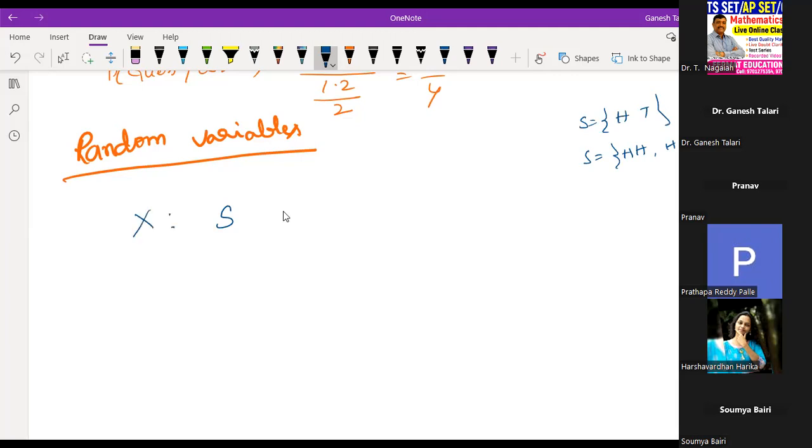Let X be a random variable, which is a mapping from the sample space to the real numbers. Mapping from sample space to the real. I'll give an example of why it is sample space to the real. You can understand it easily and you will never forget it. Let it be a die experiment.